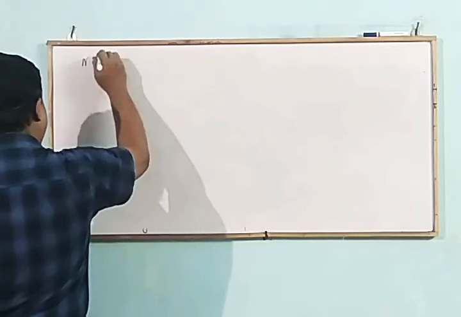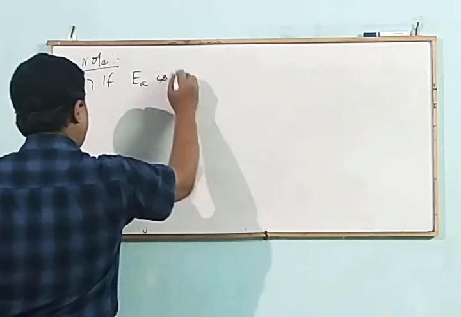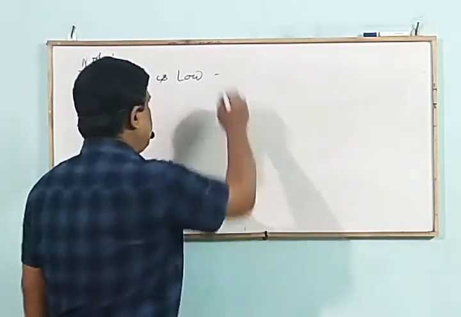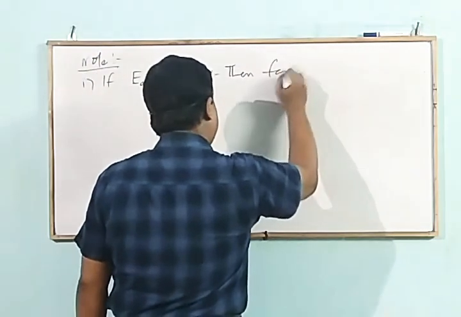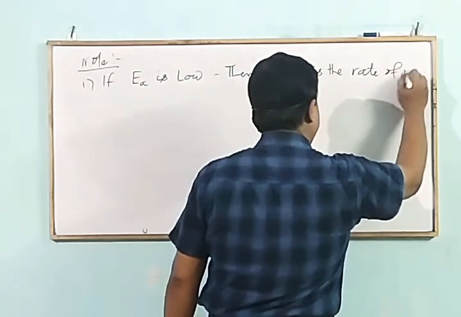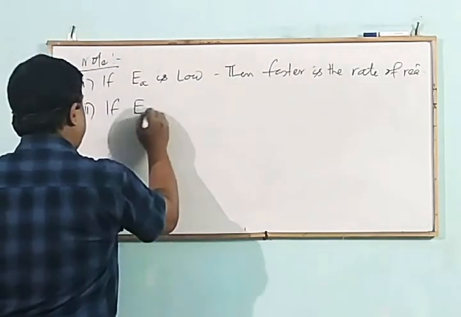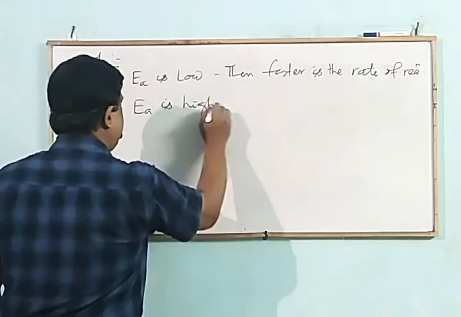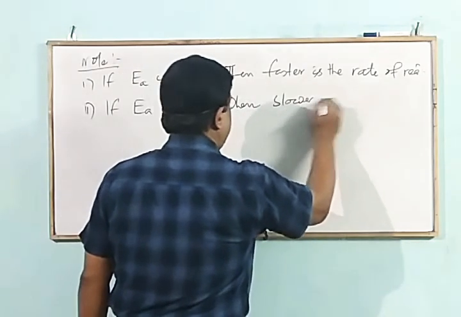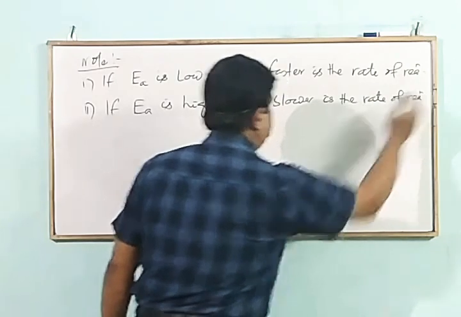It is to be noted, point 1: if EA is low, if activation energy is minimum, then faster is the rate of reaction. Point 2: if activation energy is high, then slower is the rate of reaction.